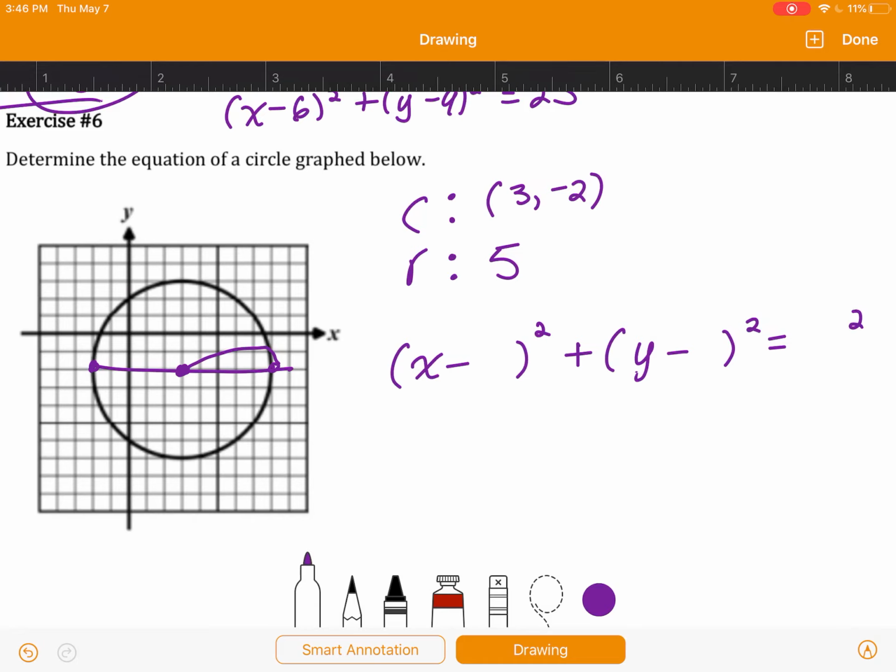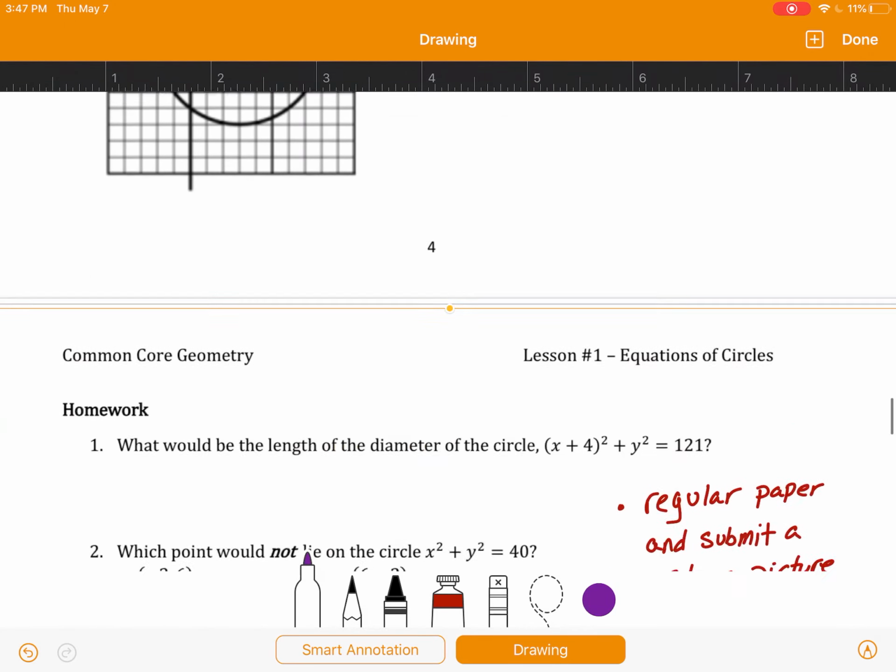So the x value of the center is 3. The y value of the center is -2, so that means we're going to do plus 2 here. And then we've got 5 as the radius. So again, if you wanted to, you can change that 5 squared into 25. And that is the equation of this circle.